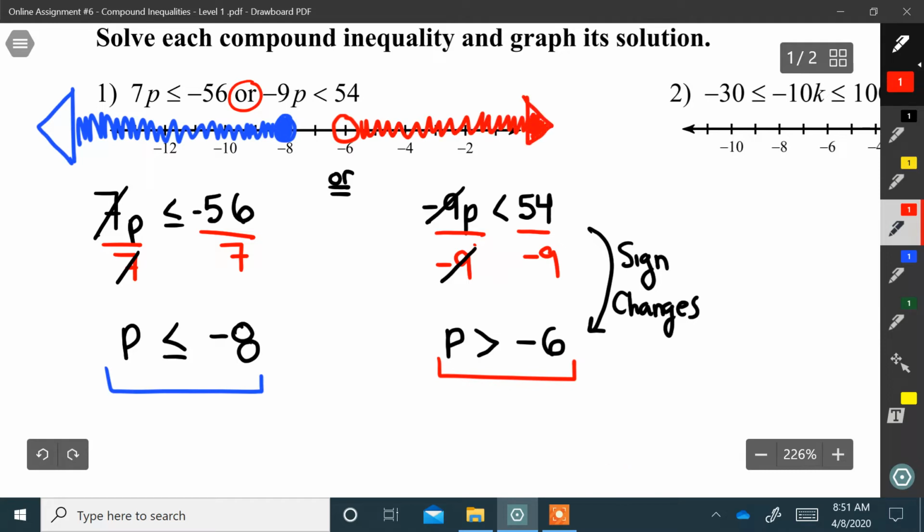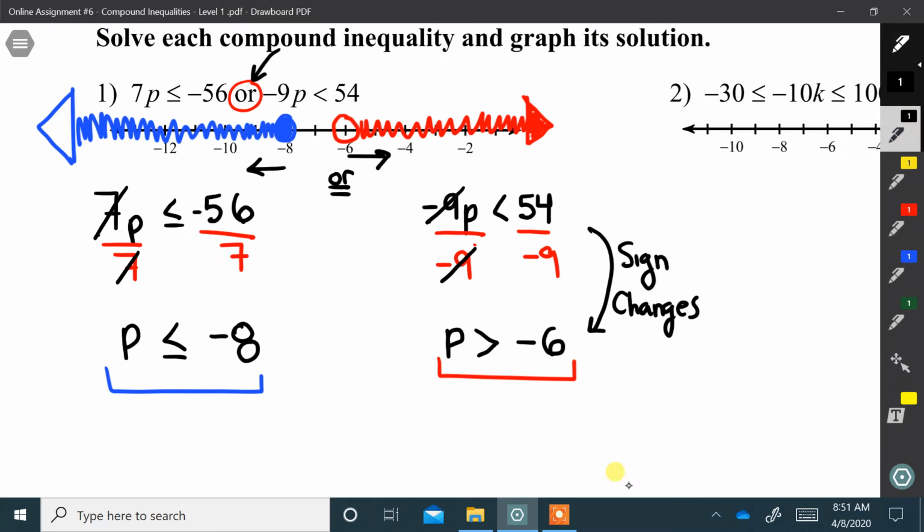Guys, just so you know, whenever you have an or symbol, you always graph opposite ways. Okay? So whenever you have an or symbol, you always graph the opposite way. Cuando tienes un símbolo de or, siempre vas a hacer las gráficas en lo opuesto, en la dirección opuesta. Okay?